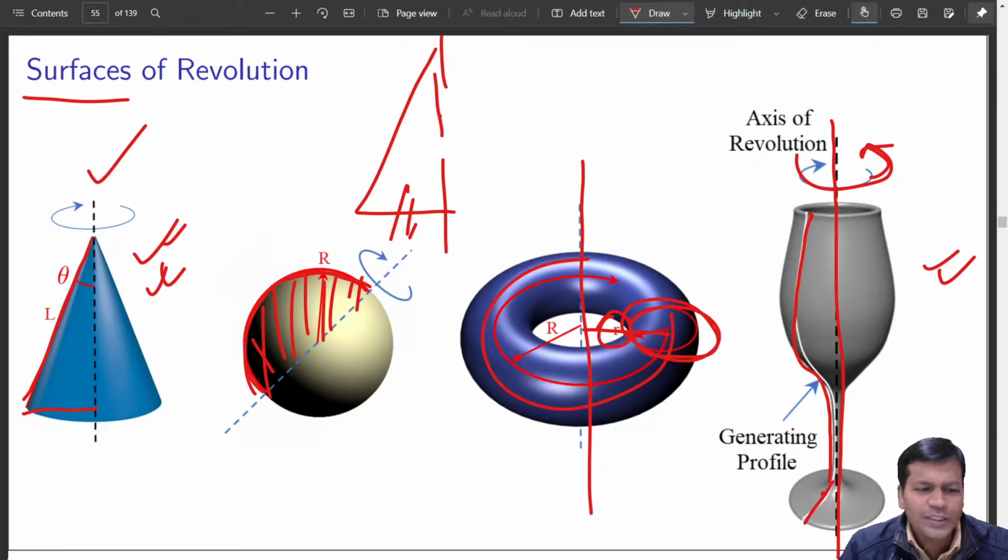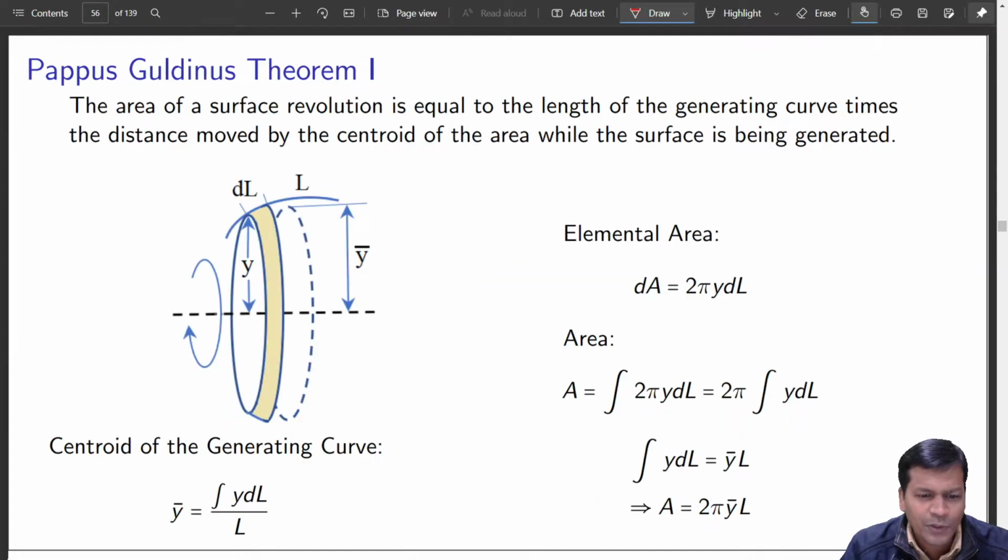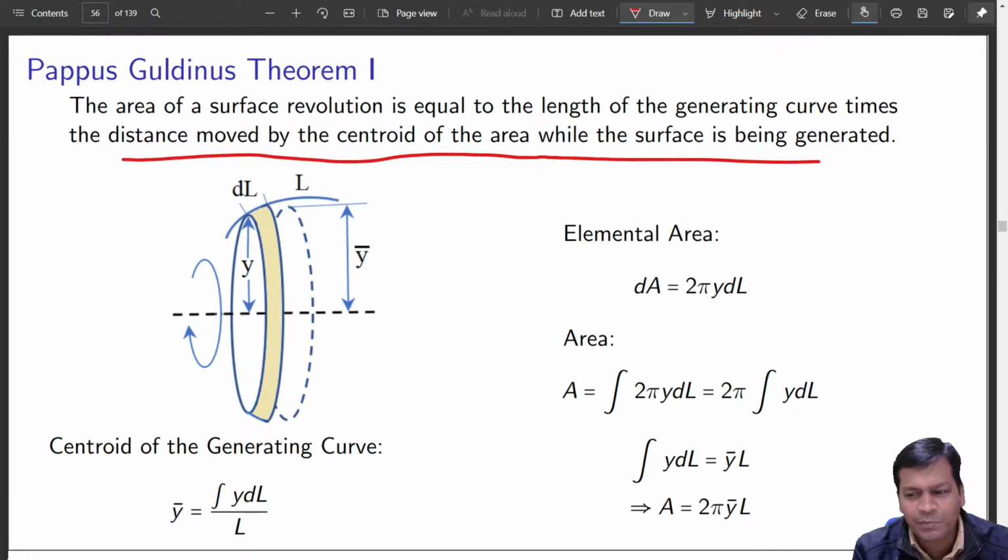Now we'll see what is special about this, why I'm talking about this. There is a theorem called the Pappus-Guldinus theorem, number 1. There is another one also that will come. The area of a surface of revolution is equal to the length of the generating curve times the distance moved by the centroid of the curve while the surface is being generated. You got it? Why is it so?